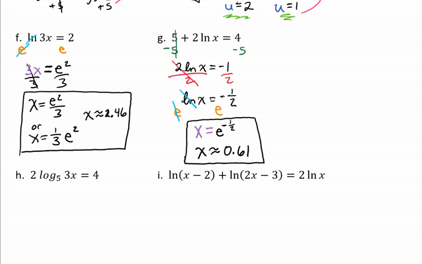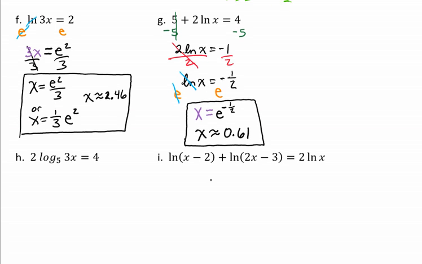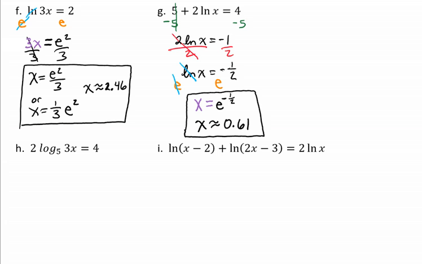Let's take a look at another example. Here we have 2 times the log base 5 of 3x equals 4. We want to get that log base 5 isolated, so we begin by dividing both sides by 2. That eliminates our 2, and then we have the log base 5 of 3x equals 2.